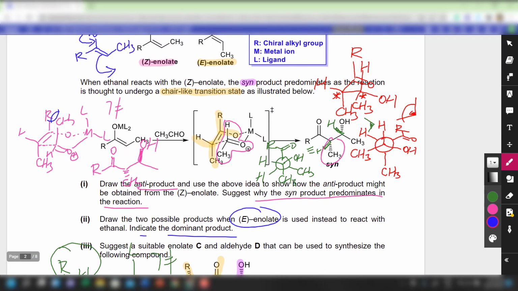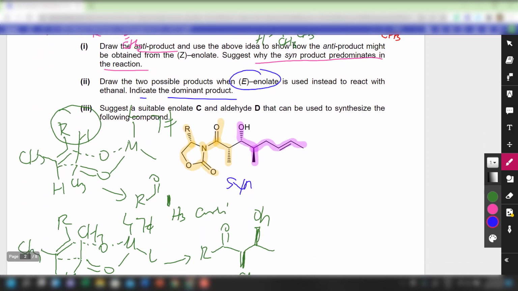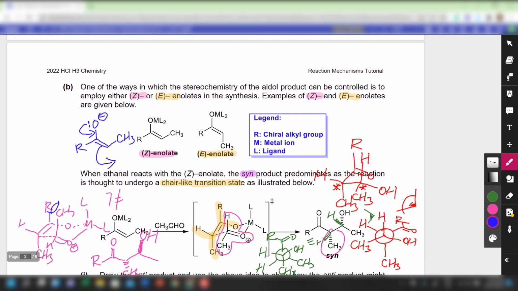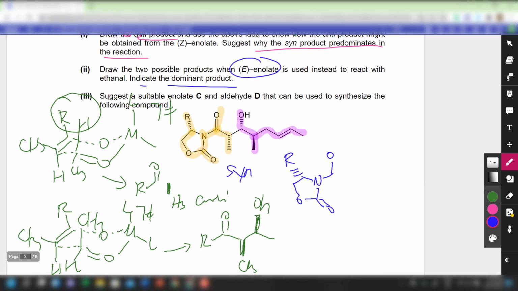Because it's a syn product, I'm going to use the Z enolate. So it's the same thing. I'm just going to use the Z enolate. So I'm just going to draw it out for you to see. O double bond, and then like this. Oh, sorry, I think there's some mistakes. I shouldn't be drawing a double bond O because I should be using the metal bonded to the ligand. So I should be drawing OML2 and then double bond like this, the syn.